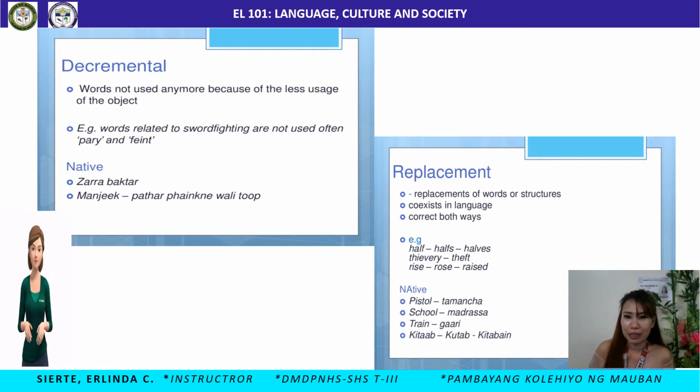Alright. And in replacement, replacement of words or structures coexists in language. Correct both ways, meaning to say, although there is a replacement happening in a certain word, still both are correct. So let's take the example: half, halves, and halves. Another is thievery to theft. Next is rise, rose, raised. As you see, this given example is pertaining to the tenses of verbs. So how does it happen that even though we replace the word, it is still correct.